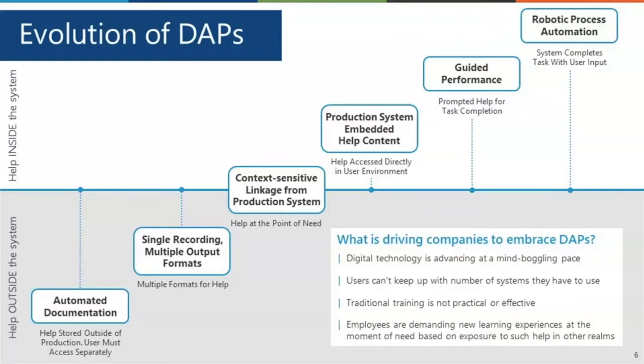So what's driving companies to embrace these DAPs? Obviously, digital technology is advancing at a mind-boggling pace, and some of our employees and users are using 5, 10, 15 different systems on a daily basis, and they have to navigate that whole thing, and they can't keep up with not just the systems that they have to use, but those systems, a lot of them cloud-based systems, they change periodically. So how do we keep them up to speed on that?